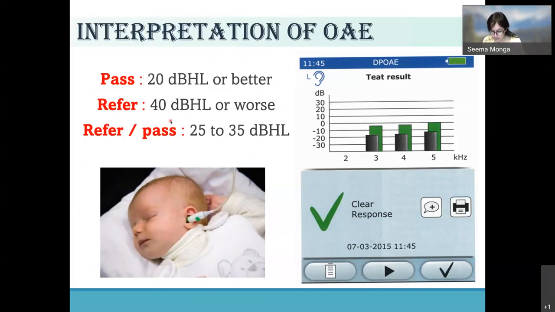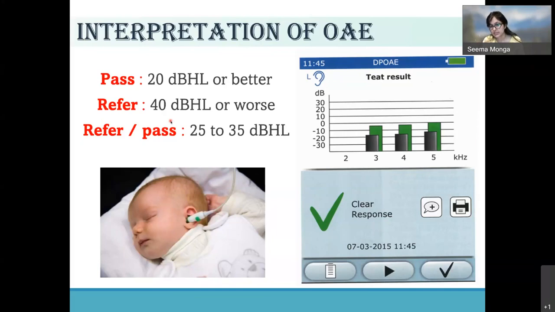But the question is, suppose you go to the ward, you see this OAE result, it says refer. Do you tell the mother that the child is having hearing loss or is deaf? You do that? No. So the guidelines are, if you see that it is refer, you check the ear. Maybe there is wax. Maybe there is fluid. Maybe the probe is not properly fitted. Okay. Even if all these things are fine, maybe there is no otitis media with effusion or nothing.